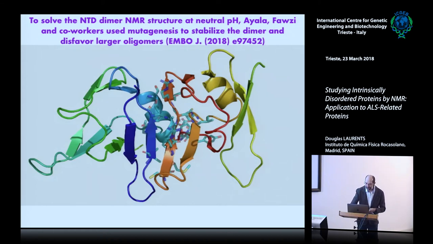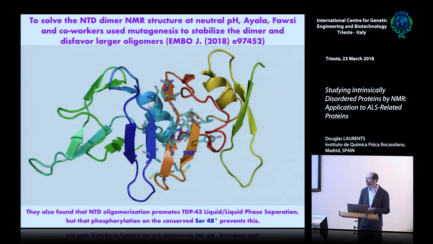And importantly, they also identified serine 48 as being a site for phosphorylation. So the N-terminal domain oligomerization, which promotes this liquid-liquid phase separation, can be controlled by phosphorylating the serine at 48. This would introduce a negative charge that would tend to separate the dimers.